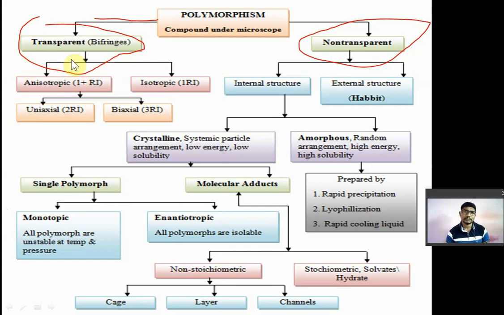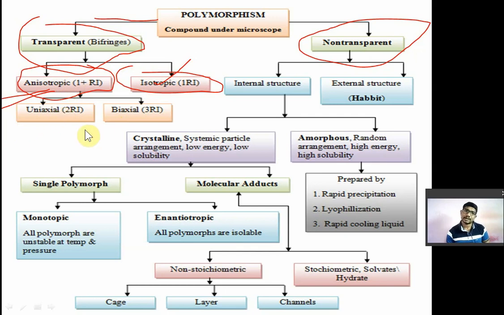So anisotropic matlab kya? If your compound has only one refractive index, it is known as isotropic. And if your compound has more than one refractive index, it may be 1, 2, 3, 4, etc., so that is anisotropic. Anisotropic means a compound having more than one refractive index. Isotropic means a compound having only one refractive index.